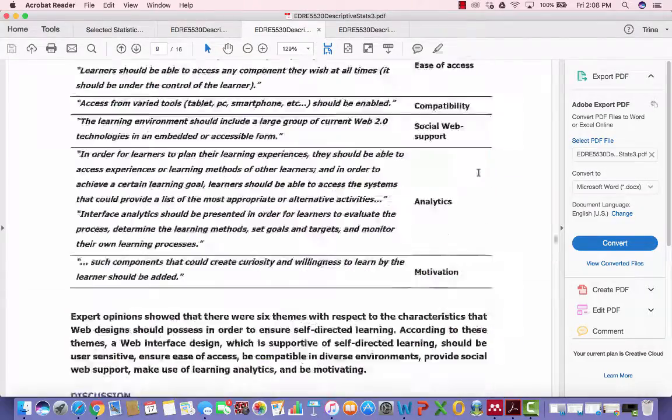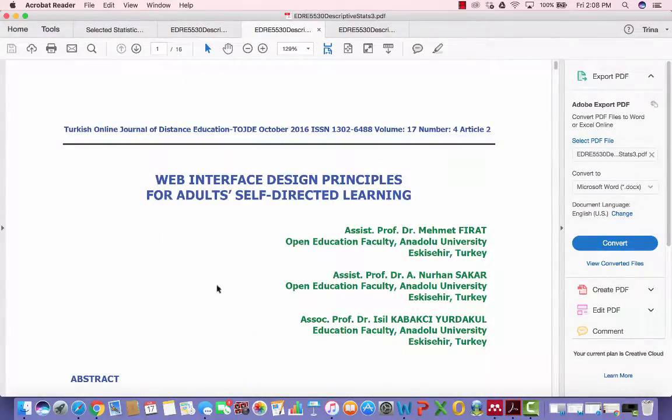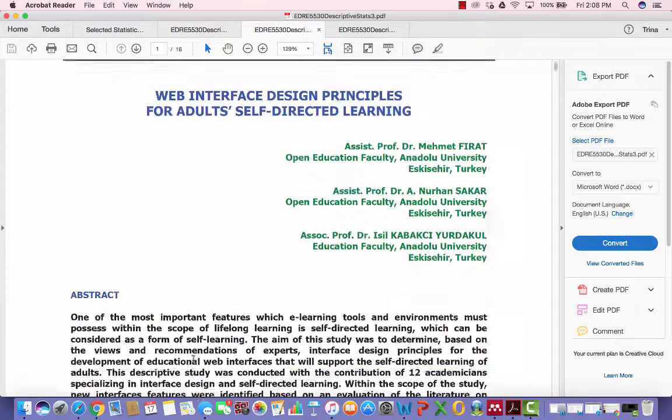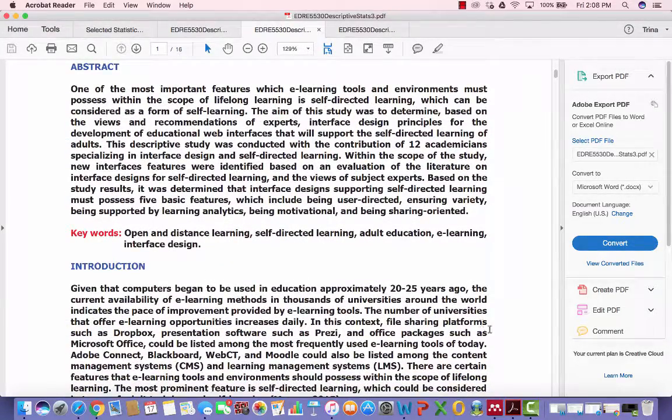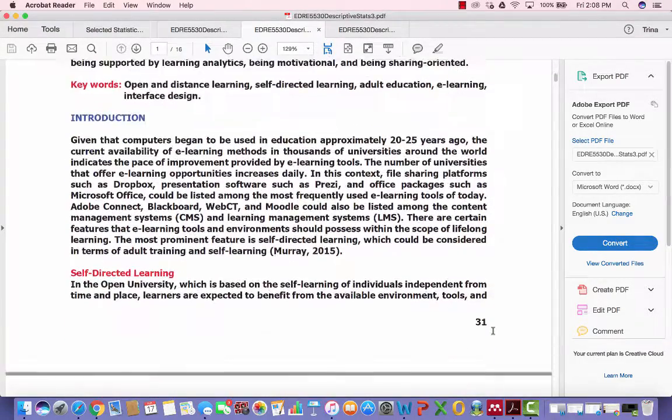Now the final article, I'll scroll back up here, by Firat, Sakar, and Yurkadal on design principles for adult self-directed learning, covers the following points here. I will scroll down so that we can look at this. In this study, the authors compared literature against 12 subject matter experts to determine common principles or themes for designing for adult self-directed learning. The study contains an abstract and an introduction that includes a definition of self-directed learning.